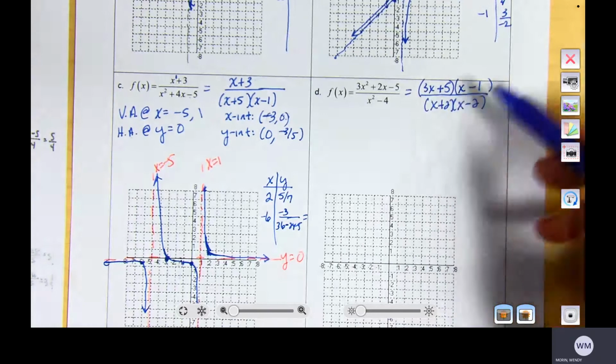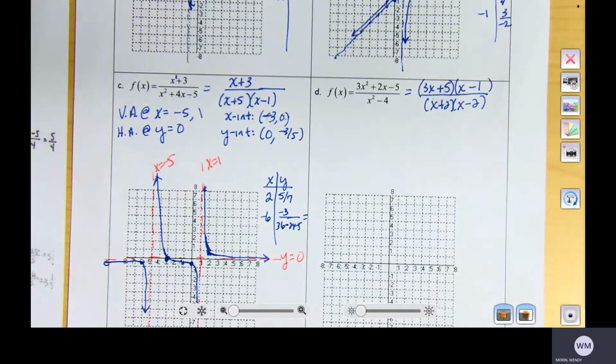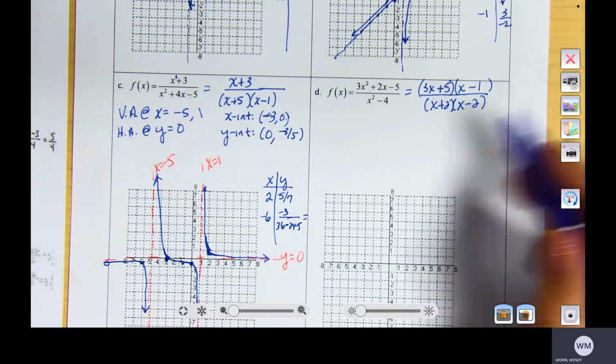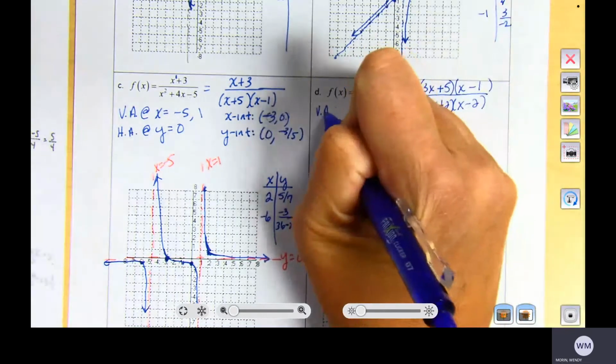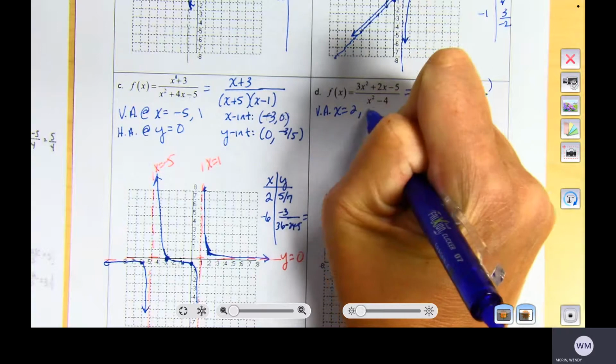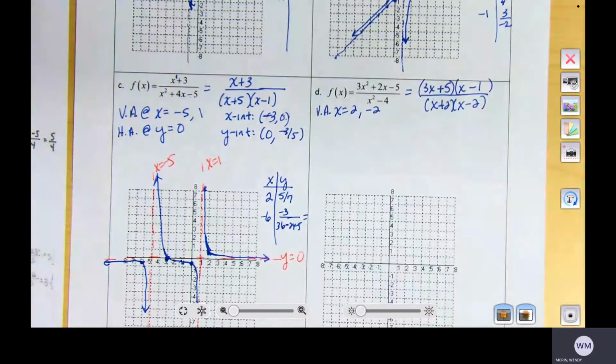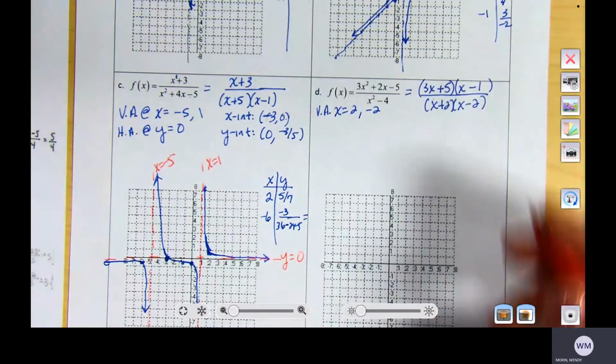All right, nothing cancels, so there's no holes. You can have holes and you can have vertical asymptotes, but they haven't given us any holes. Right now, they're just vertical asymptotes. So we have 2 of them at x equals 2 and -2. Let's go ahead and put those in while we're at it.